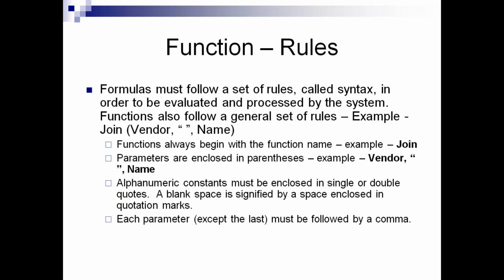If you are putting constants into the function, you need to put quotes around it. Okay. And that includes a blank space. So if I'm trying to join, which I kind of got these two mixed up, if I'm trying to join the vendor ID and their name together in one section, then that's what the example here is. I'm joining the vendor, comma, and then I've got inside quotes, I've got a space, and then a comma, and then the name.